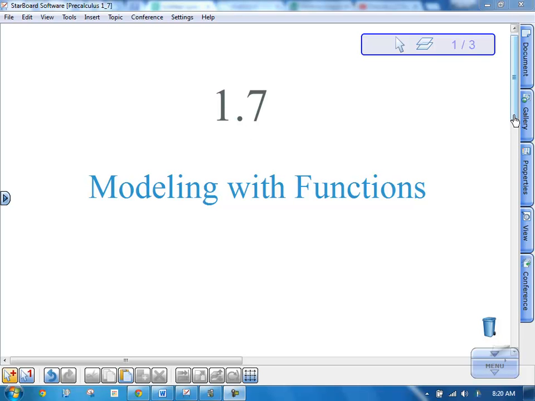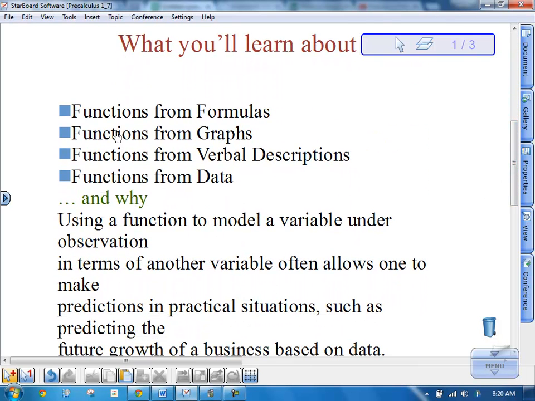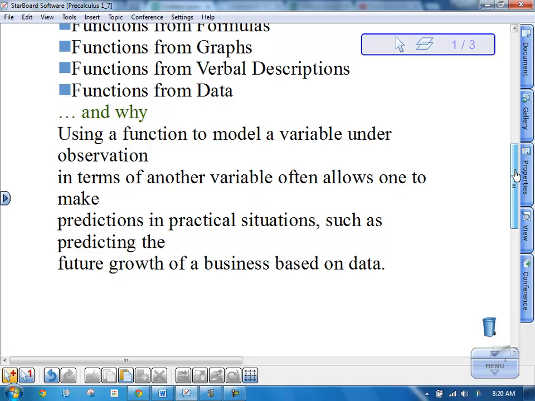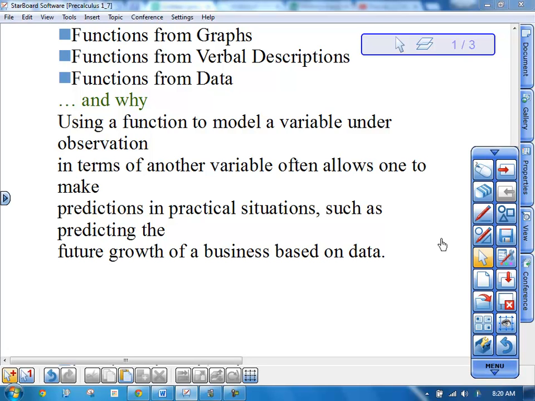Okay, next section is 1.7. We're going to model with functions in this section. What you're going to learn about is how to find functions from formulas, from graphs, verbal descriptions, from data. And the why is that using a function model under observation in terms of another variable allows us to make predictions about the future events of a certain situation, which obviously has a lot of real-world applications.